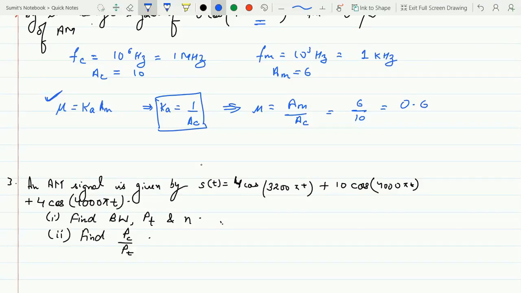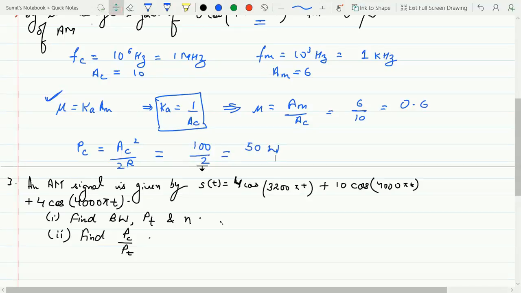So let's say first find out the carrier power. Carrier power, you know, does not depend on mu, it would be Ac square by 2R, and R is normalized to 1 ohm, because it's not specified, so we'll take it as 1 ohm only. So Ac square by 2, what is your Ac? 10, so it becomes 100 by 2, it becomes 50 watt.